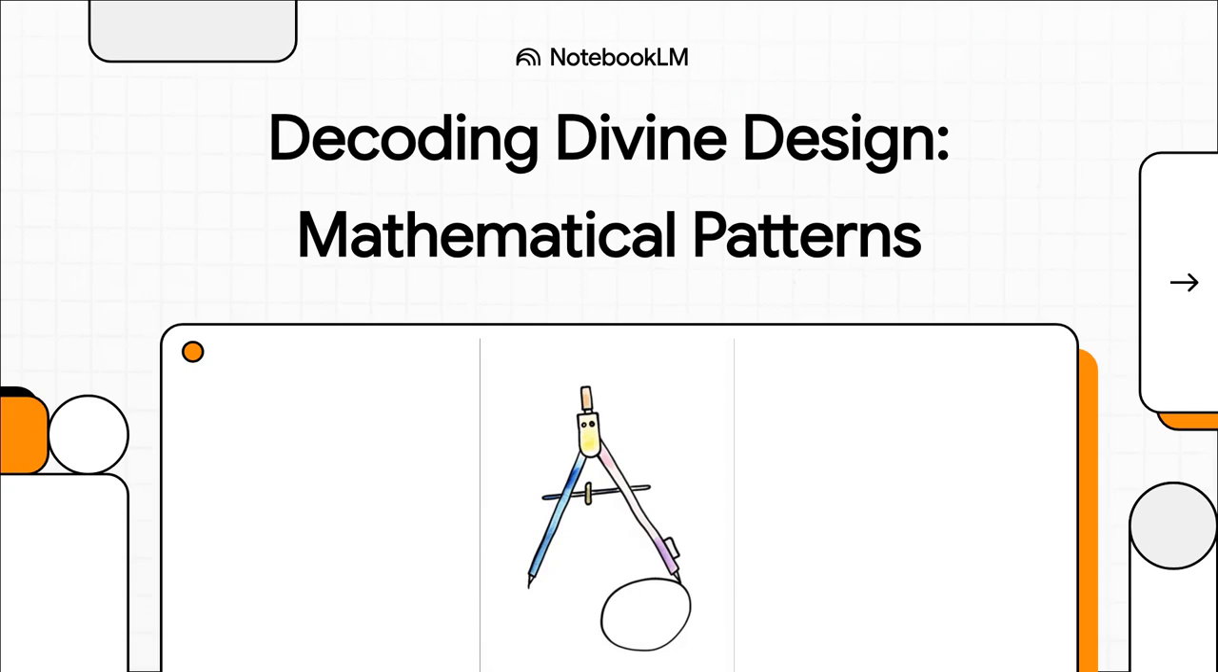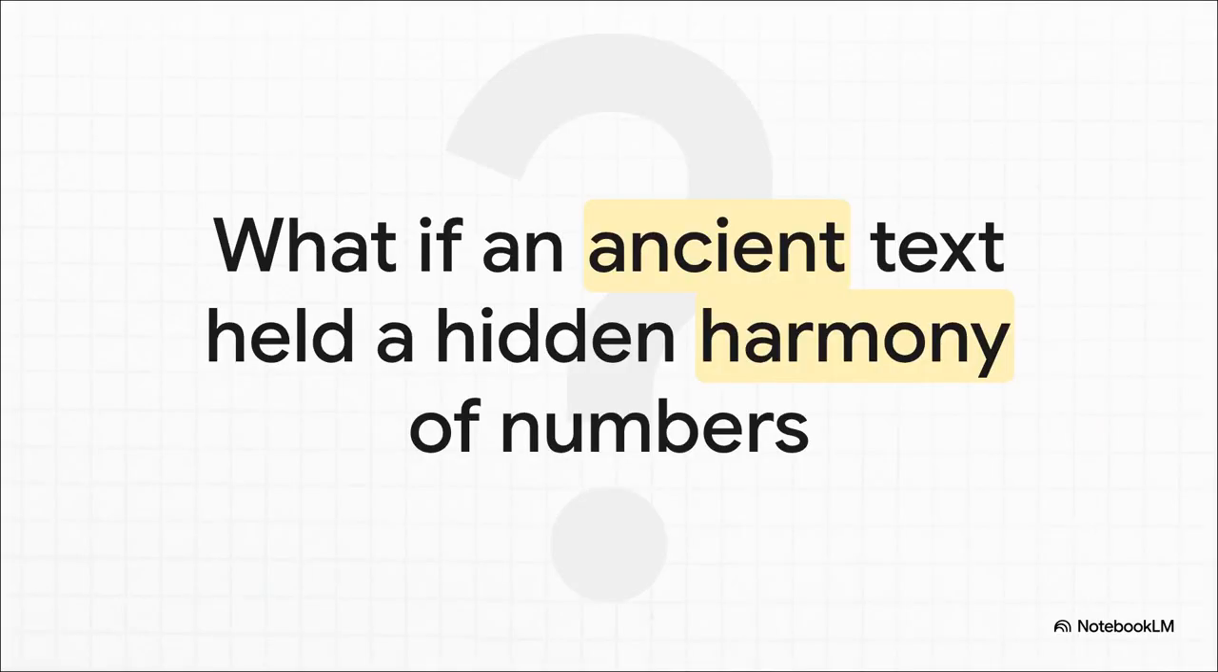All right, welcome everyone. Today, we're diving into something truly fascinating: the idea that there might be sophisticated numerical patterns hidden inside the very structure of the Quran. I mean, just think about that for a second. What if a text that's been revered for centuries has this other layer to it, a mathematical complexity that we're only now beginning to see with our modern tools? It's a pretty mind-bending question.